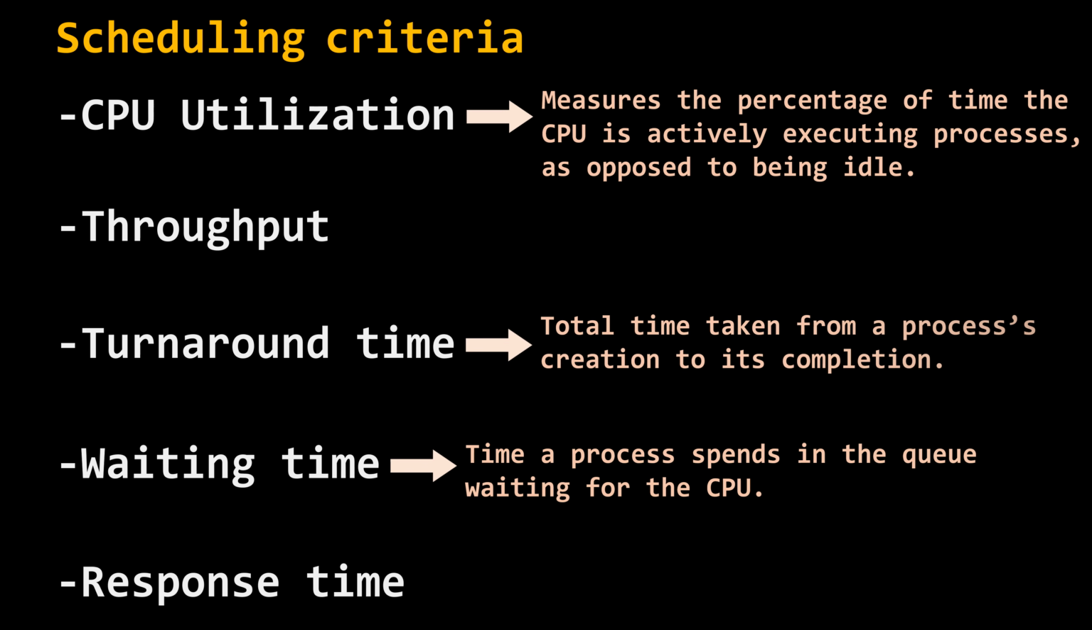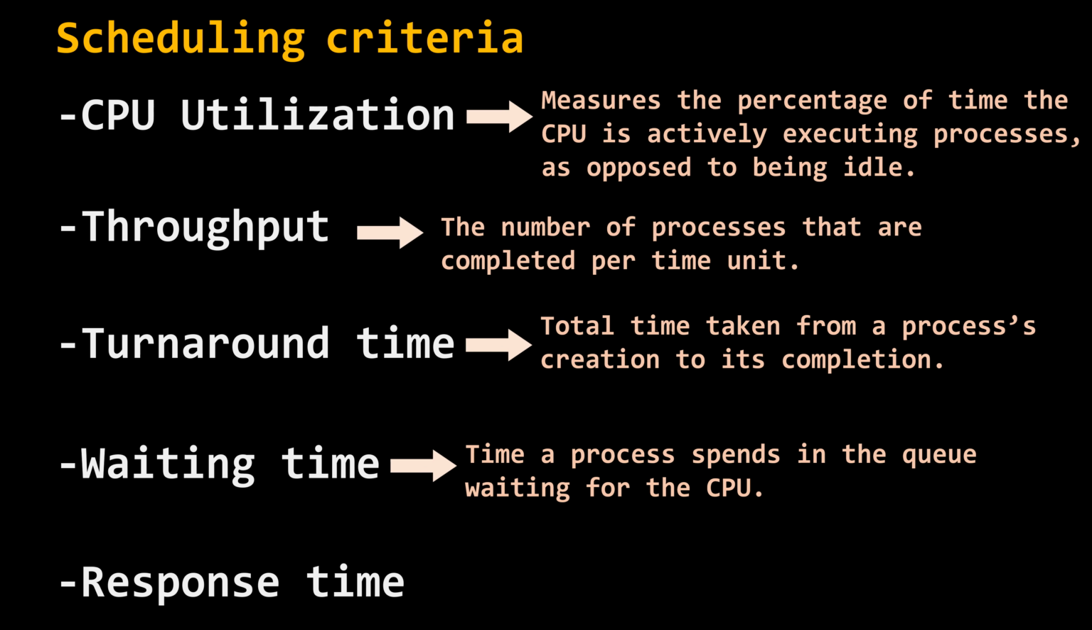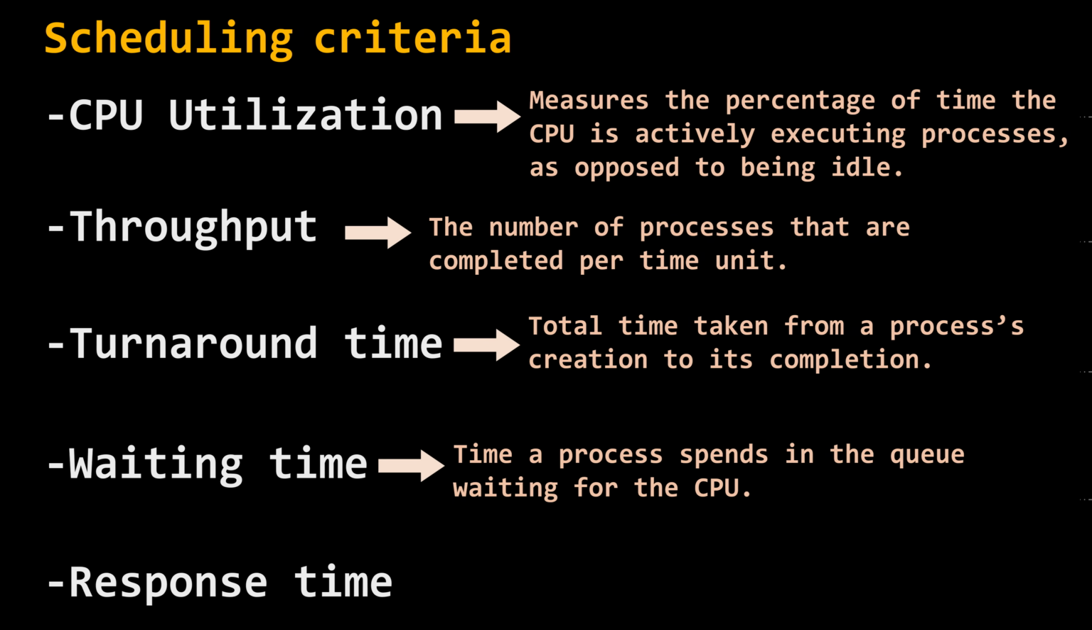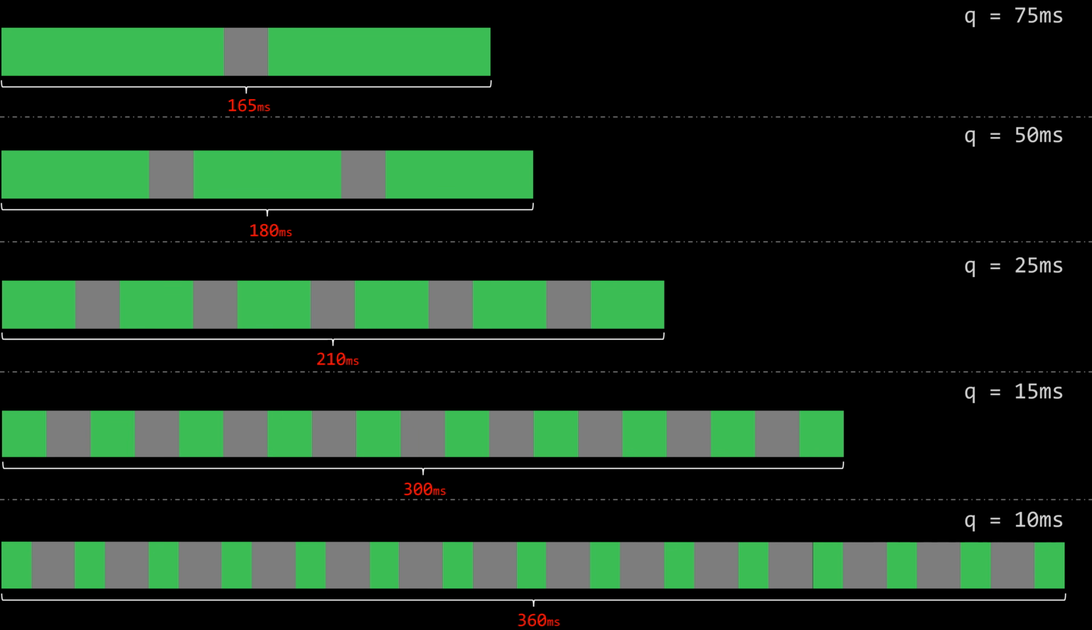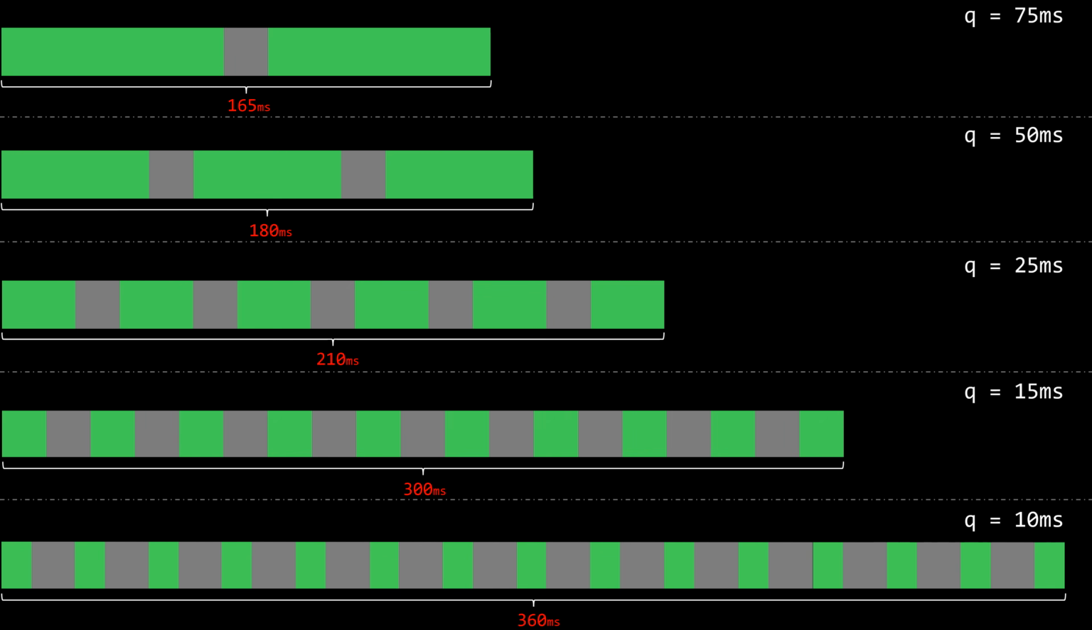Another useful metric used as a scheduling criterion is the throughput, defined as the number of processes that are completed per time unit. Again, if the time quantum is smaller than the average context switch time, the CPU will be busy, but constantly switching between processes rather than executing them. Maximizing CPU utilization is meaningless if the CPU is not doing useful work. A well-designed scheduling algorithm must balance CPU allocation and overhead to optimize both turnaround time and throughput.